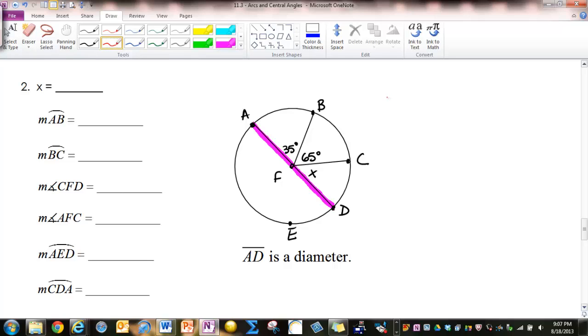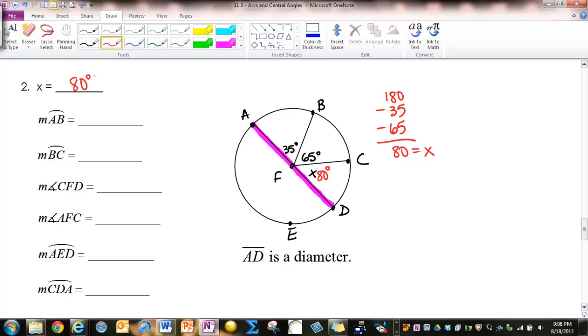So what I'm going to do to find x is take 180 minus 35 minus 65, and that gives me 80 degrees for my x. So I'm going to label it right in here as 80 degrees, and over here on my answer blank.